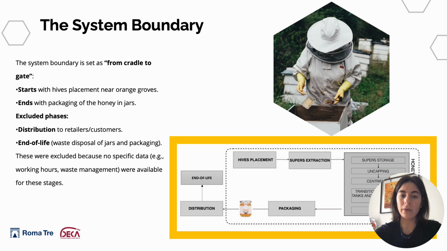The system boundary is defined from cradle to gate, covering every stage from hive placement to packaging of the honey. The distribution and the end-of-life phases are excluded due to the lack of data, especially regarding working hours and waste generation. The system includes both foreground processes directly related to honey production and background processes along the supply chain.